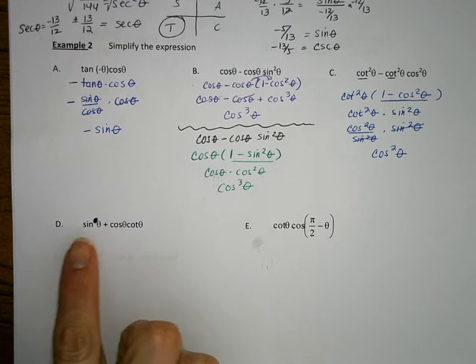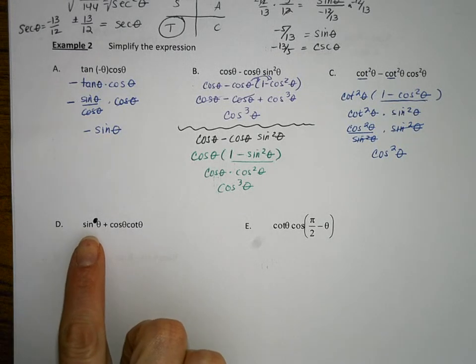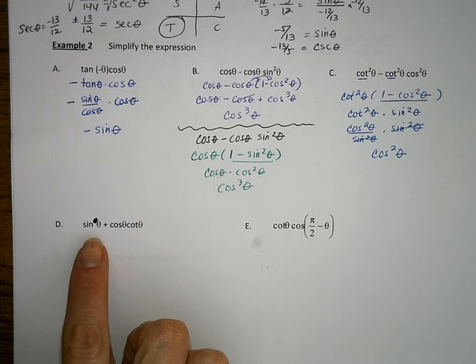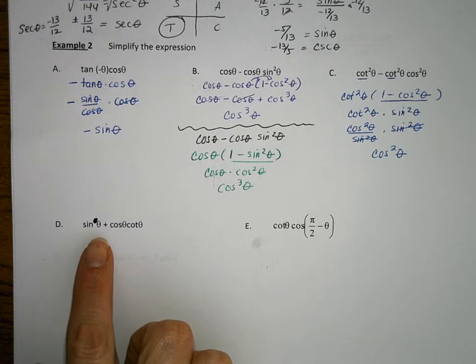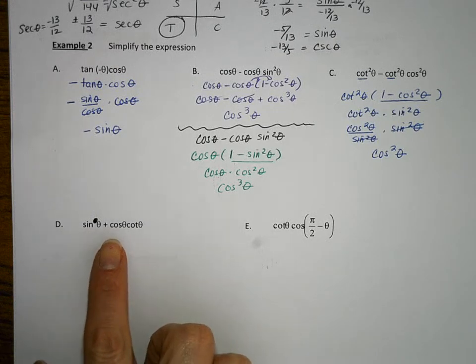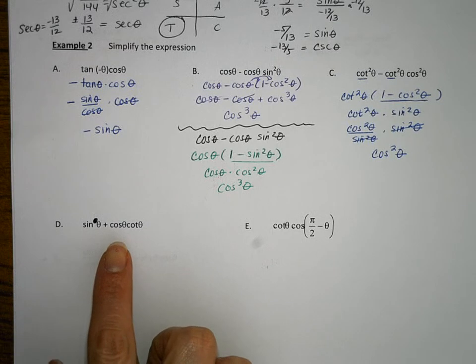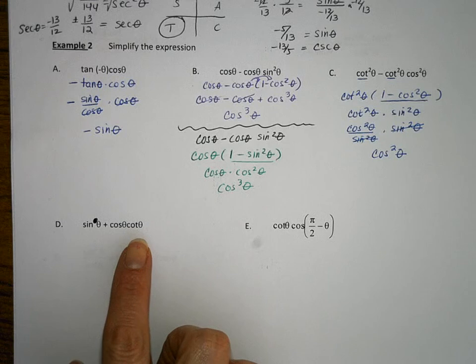When I look, is sine on my big 8? Regular old sine, is he on my big 8? No. Sine squared is, but not regular old sine. I can't do anything with him. What about cosine? Is cosine on my big 8? No. I can't do anything with him. Is cotangent on my big 8? Yeah, what is cotangent?